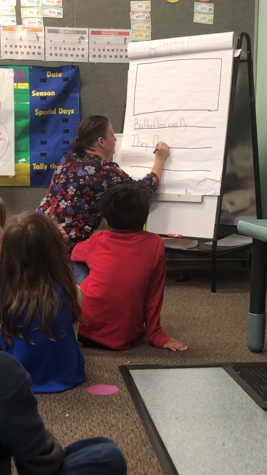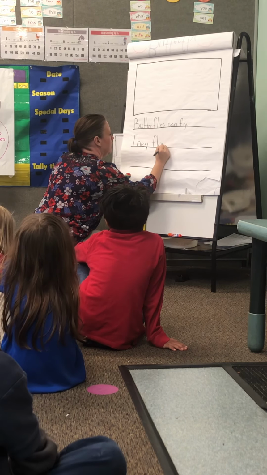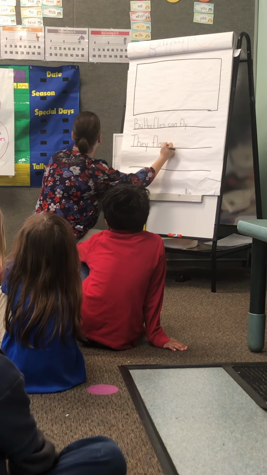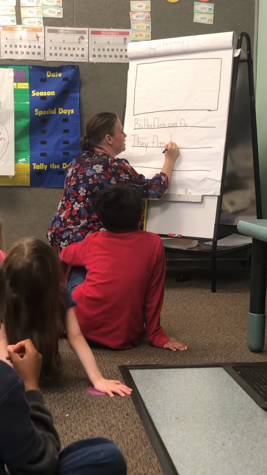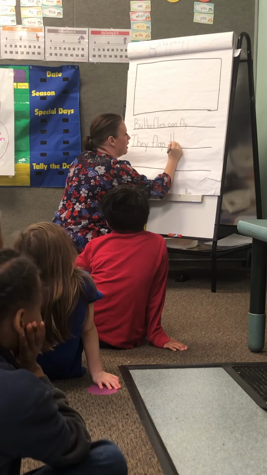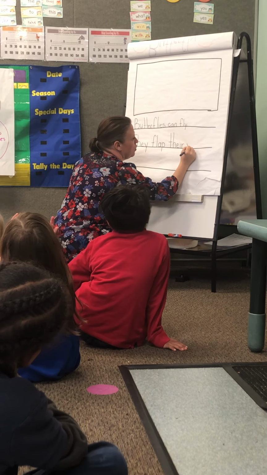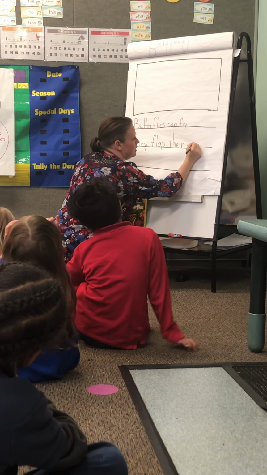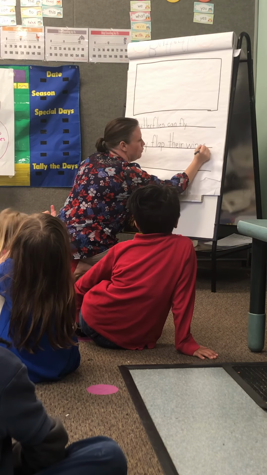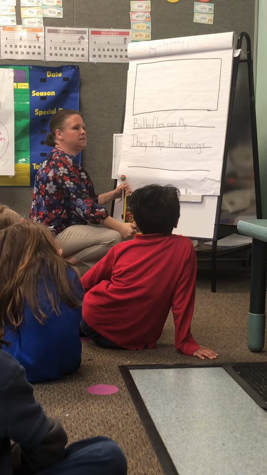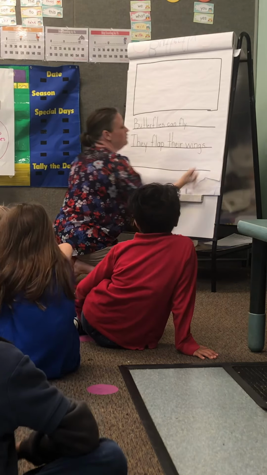And at the end, what do you think's at the end? Flap. P. Good job, Austin. They flap their wings. And I'm going to write the word there. They flap their wings. That is a long sentence. What else can we put? What do I need at the end of that sentence? A period. Very good.